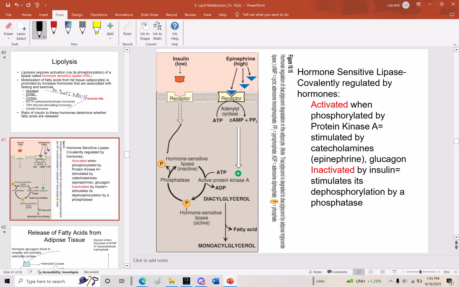Whereas epinephrine, or this could just as easily be glucagon, also will just sit on a receptor, and it's going to activate a kinase through that signaling cascade that's going to then phosphorylate hormone-sensitive lipase, which makes it active. So keep in mind, insulin and glucagon don't personally, on their own, phosphorylate or dephosphorylate. They trigger a signaling cascade that does it for them. But that's the covalent regulation of hormone-sensitive lipase.